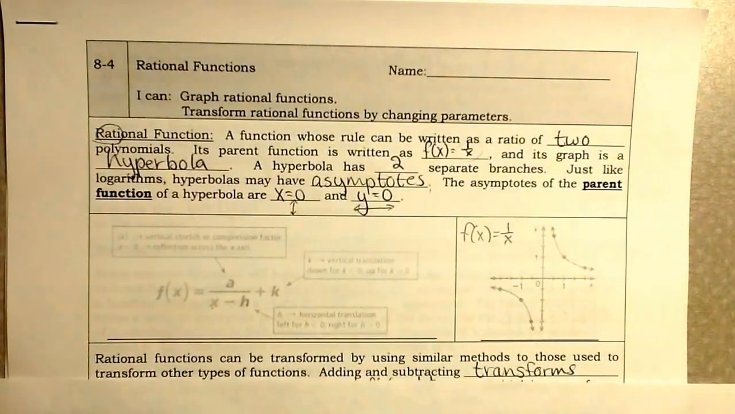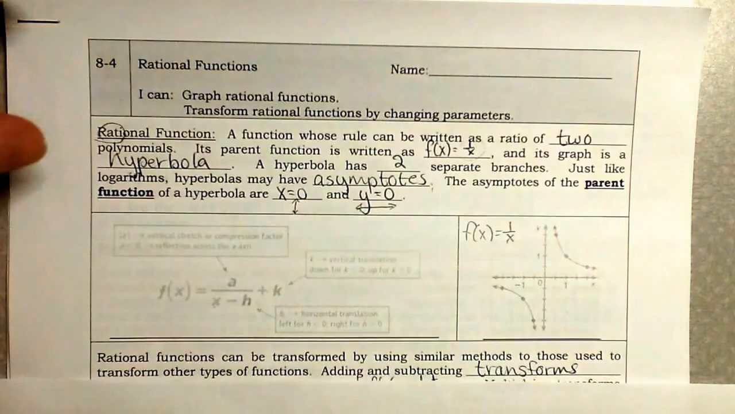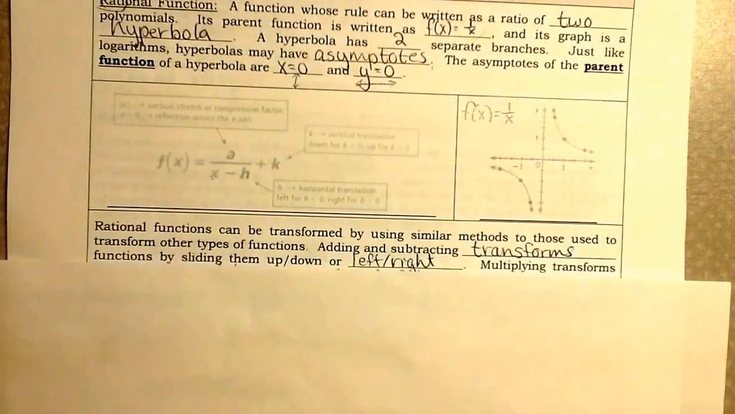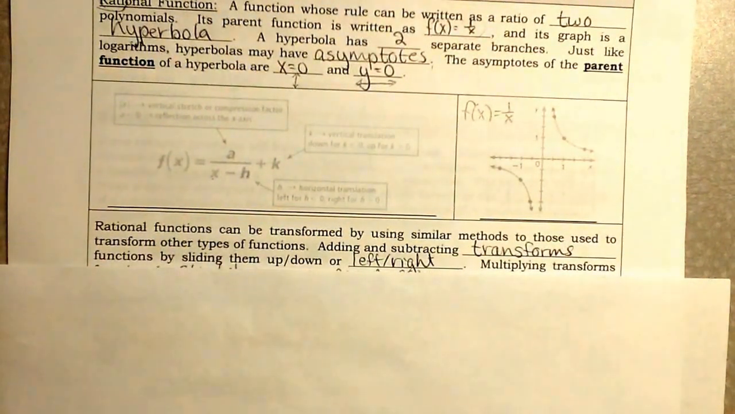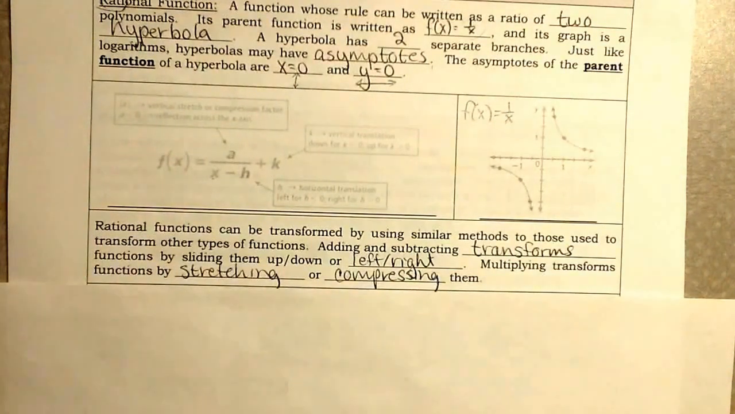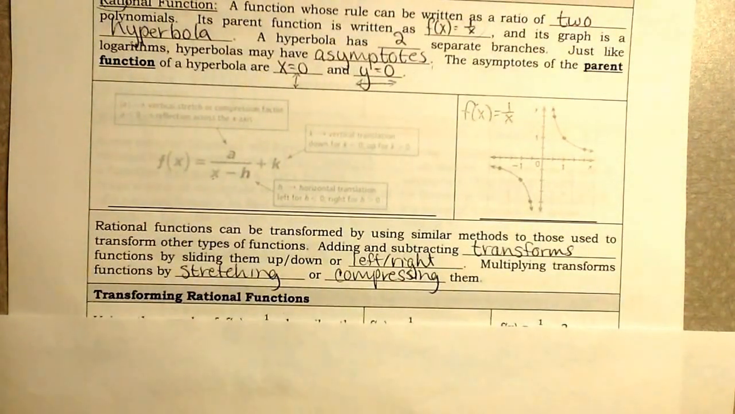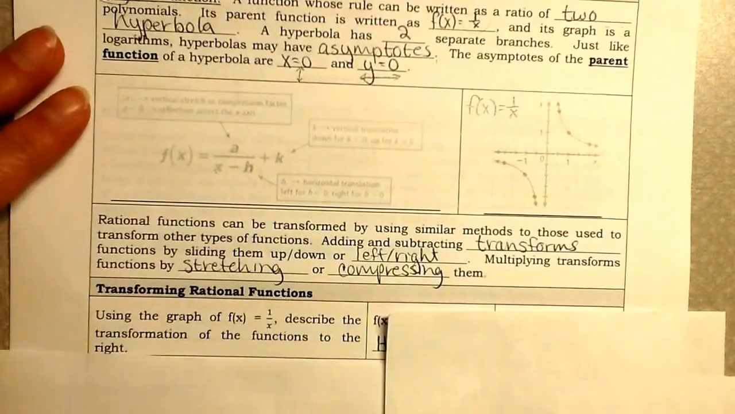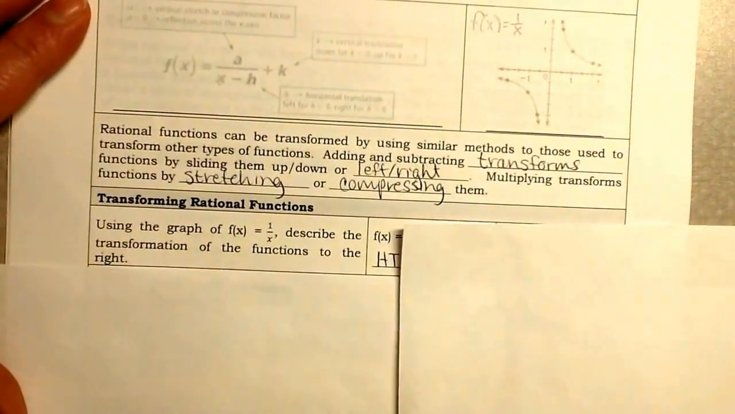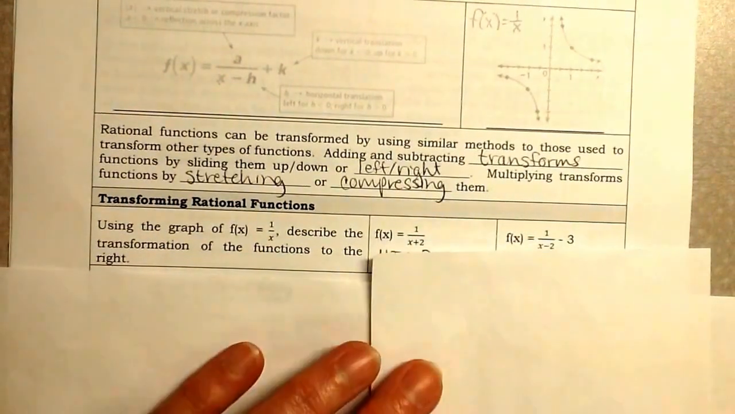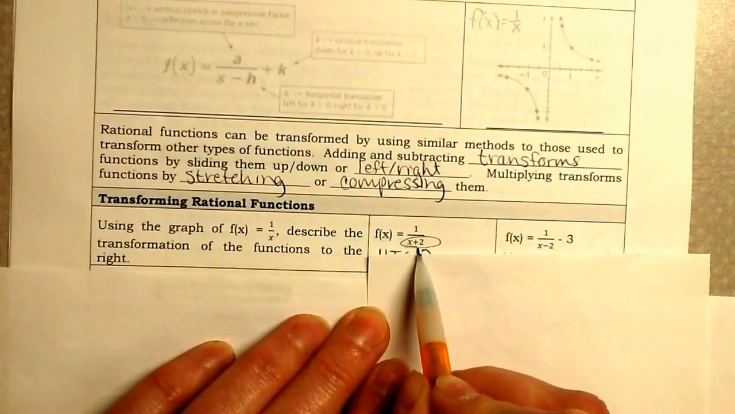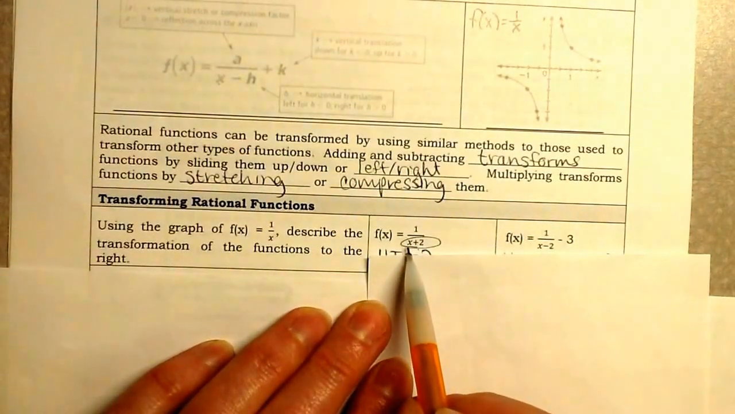Okay, rational functions can be transformed by using similar methods to those you use to transform other types of functions. Adding and subtracting transforms functions by sliding them up, down, or left or right. Multiplying transforms functions by stretching or compressing them. If we want to transform rational functions, we use this graph, the parent function, and then we describe the transformations. You just basically look where the transformation takes place. Here our transformation is taking place with the x, and it's the same thing as we did before.